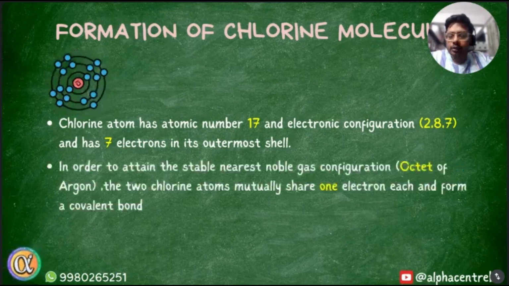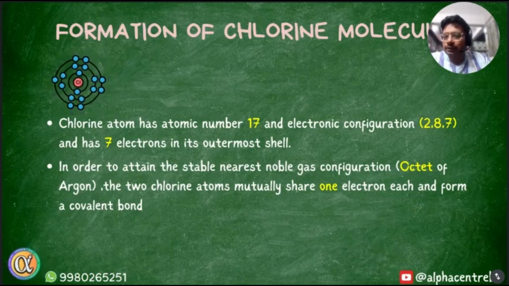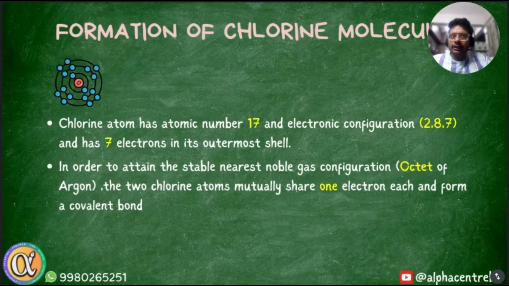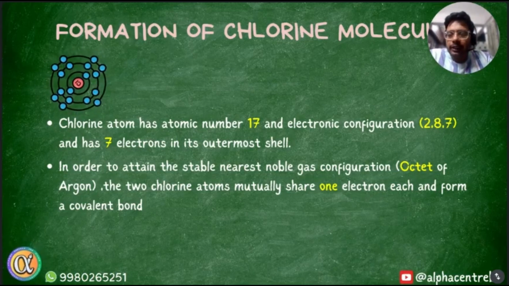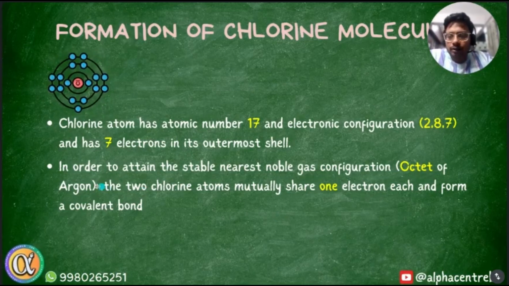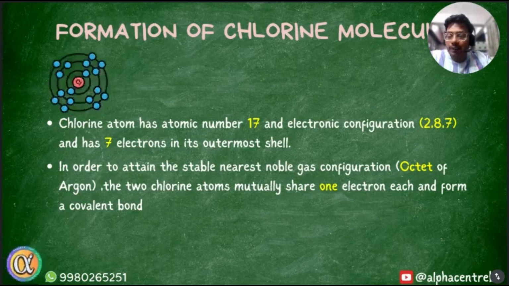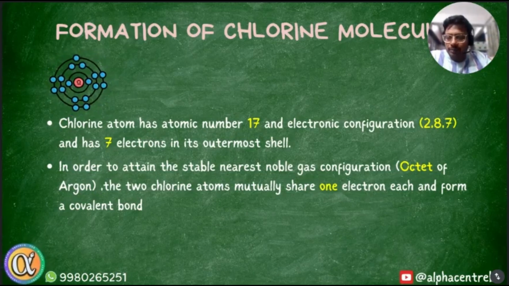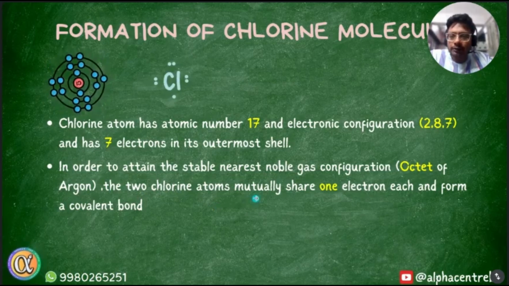Okay. So in order to attain the stable electronic configuration of the noble gas, which is the next noble gas after chlorine? Chlorine is atomic number 17. After chlorine, the next noble gas is atomic number 18, argon. Argon has 8 electrons in the valence shell. So chlorine also is thinking that somehow I can get one more electron so that I can become stable. Therefore two chlorine atoms mutually share one electron.